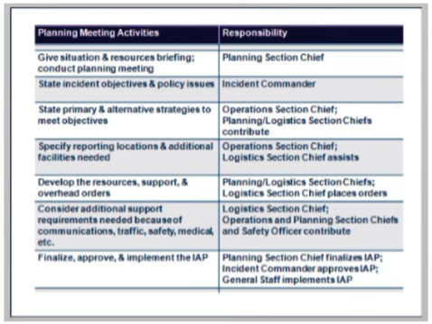The major activities of the planning meeting include: the Planning Section Chief gives the situation and resources briefing and conducts the planning meeting. The Incident Commander states the incident objectives and policy issues. The Operations Section Chief states the primary and alternative strategies to meet the objectives, with contributions made by the Planning and Logistics Section Chiefs. The Operations Section Chief specifies reporting locations and additional facilities needed, with contributions from logistics. Planning and logistics develop the resources, support, and overhead orders.